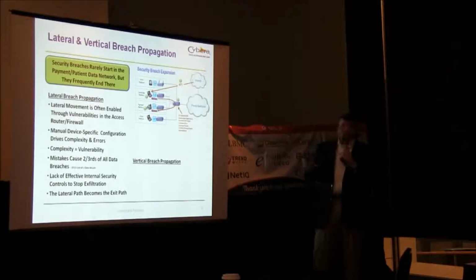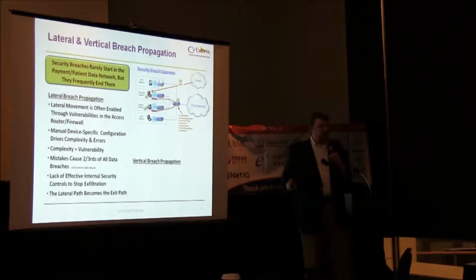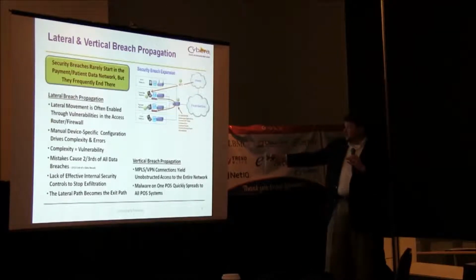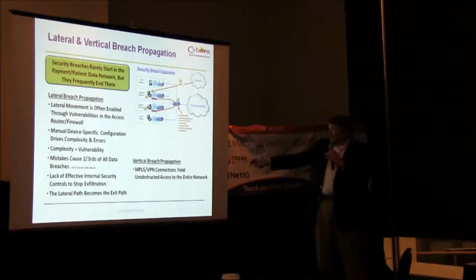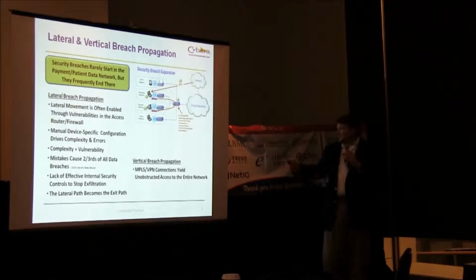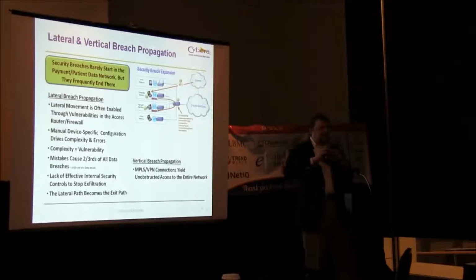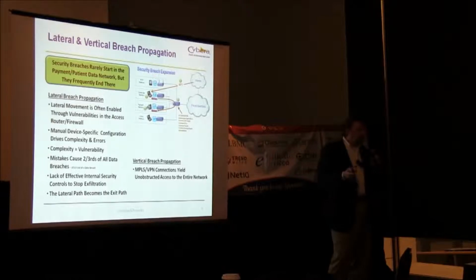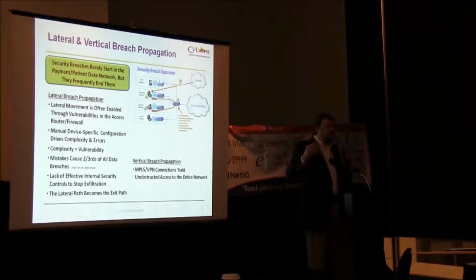So the security breaches rarely start in the payment or the patient data network, but they frequently end there. For breach propagation, MPLS VPN connections yield unobstructed access to the entire network. All right, MPLS doesn't provide any real security. It's a private IP network, but there's no inherent security to an MPLS network. There's this broad perception that it's secure, it's IP.